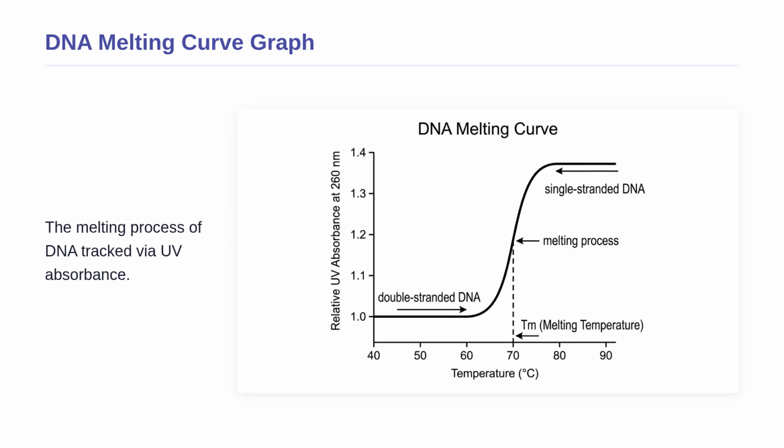As the temperature increases, the curve suddenly shoots upward. This steep rise is the actual melting process, where hydrogen bonds are breaking rapidly. Finally, it levels off at the top right when the DNA is completely single-stranded. That dashed line dropping from the exact midpoint of the steep rise, that is our Tm, the temperature where exactly half the DNA has unzipped.